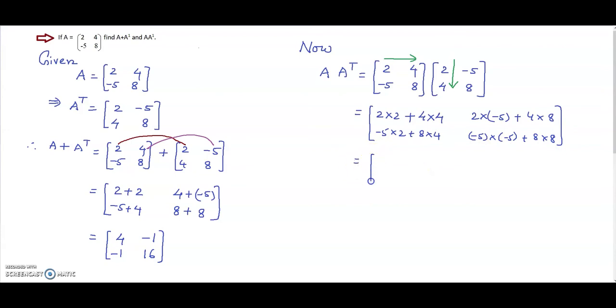So 2 into 2 is 4, plus 4 into 4 is 16. 2 into minus 5 is minus 10, plus 4 into 8 is 32. Minus 5 into 2 is minus 10, 8 into 4 is 32. Minus into minus, 5 into 5 is 25, plus 8 into 8 is 64. So the product of the matrices A and A transpose is 20, 22, 22, 89.